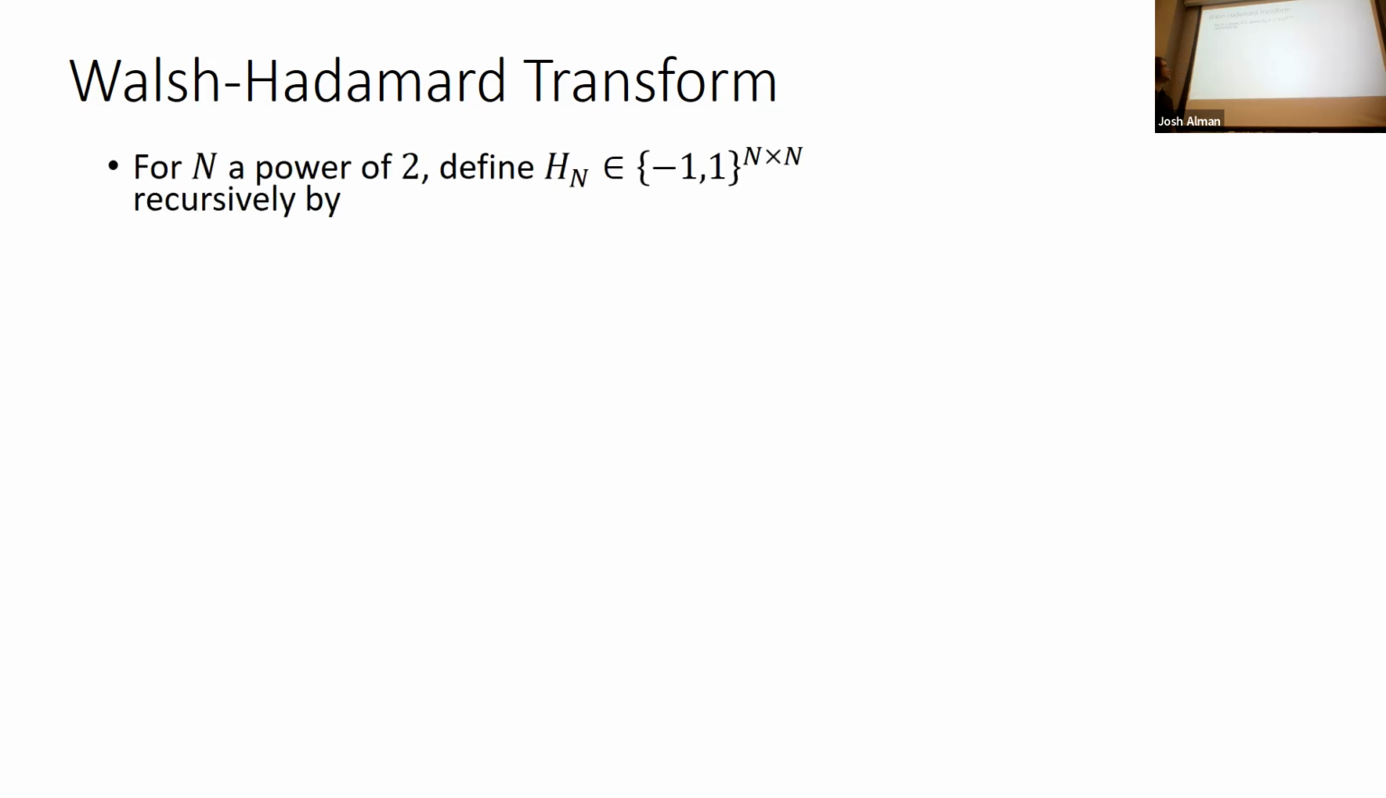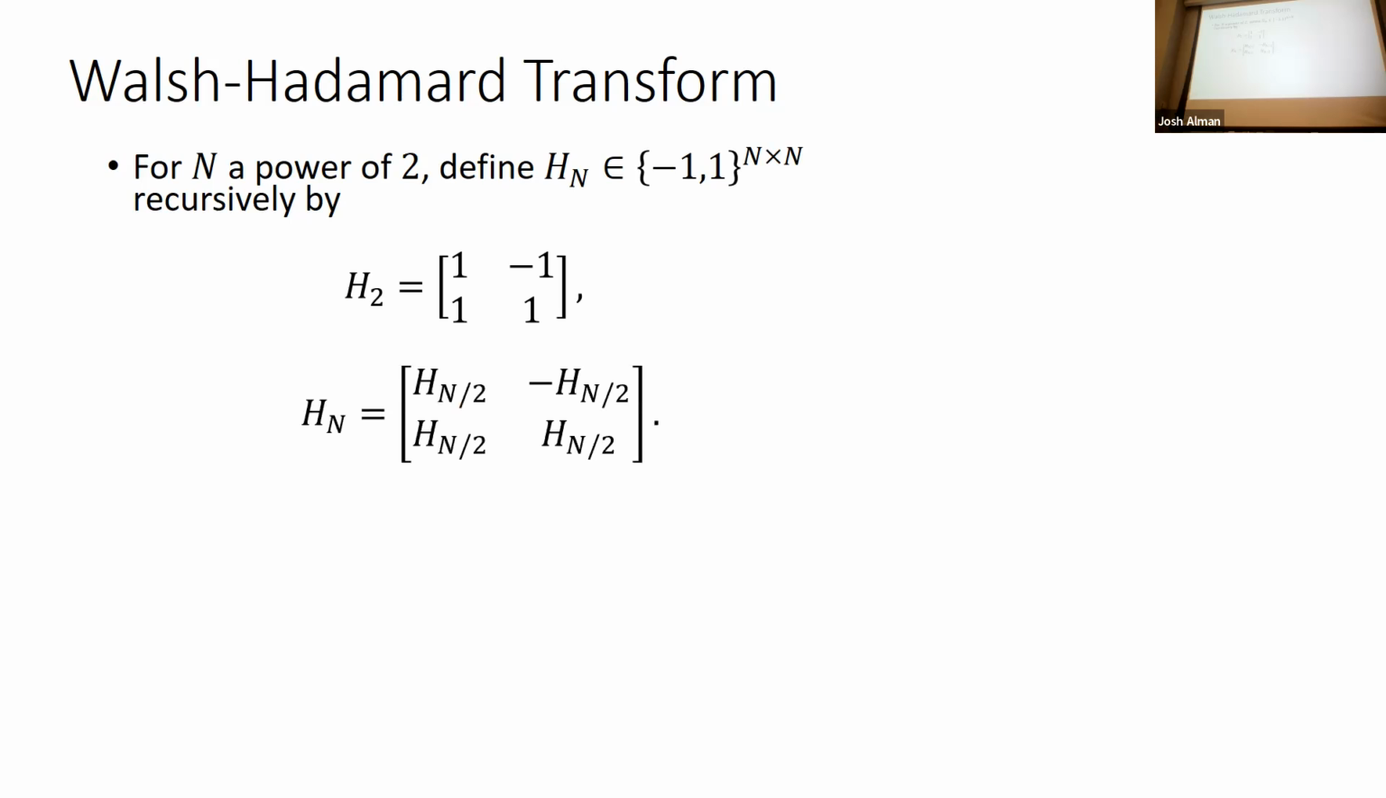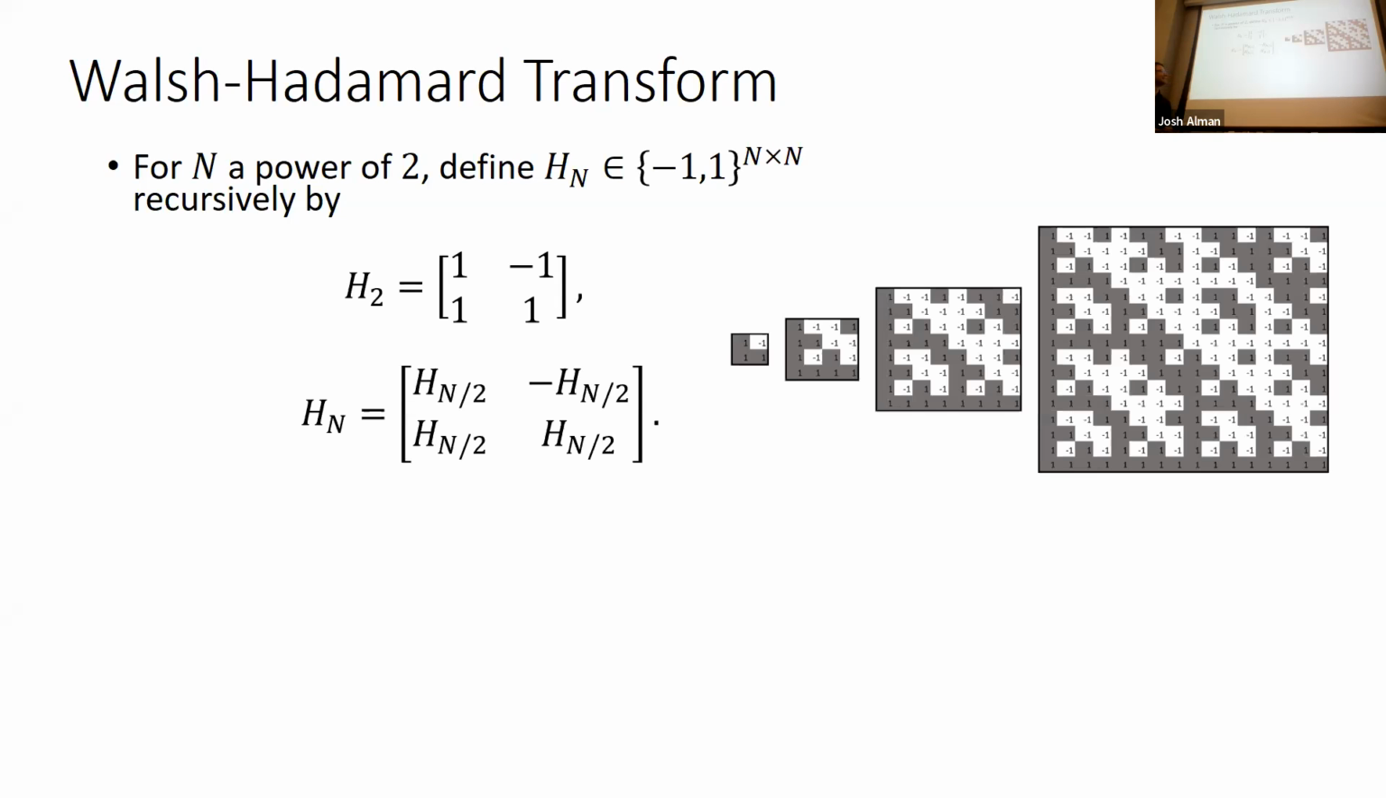It's defined recursively like this. When n is a power of 2, the n by n Walsh-Hadamard transform is a matrix of -1s and 1s, where the first one is the 1 1 1 -1 matrix, and then in general the nth one is 4 copies of the n over 2th one, where you negate the top right one. Indeed, this picture from my title slide shows the first few of them, and you can see each one is 4 copies of the previous one, but you negate the top right copy.